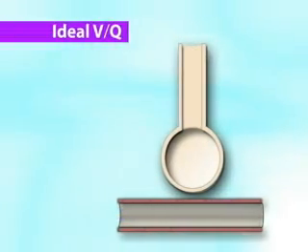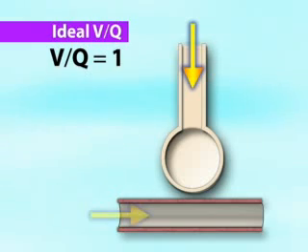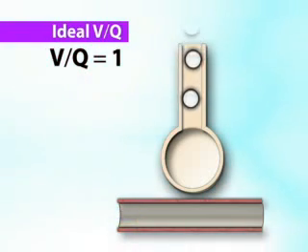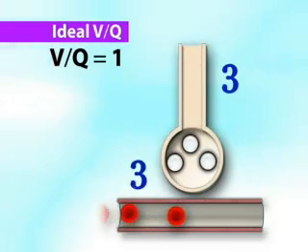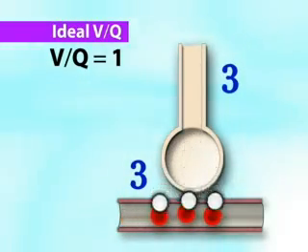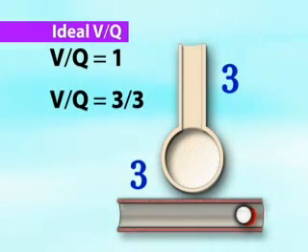First is the ideal VQ or VQ ratio of 1, wherein the RU receives equal amounts of ventilation and perfusion. Hence, there is optimal gas exchange between the alveolar gas and pulmonary capillary blood. For example, an RU receives 3 LPM of ventilation and 3 LPM of perfusion. Then, the VQ ratio is 3/3 or equal to 1.